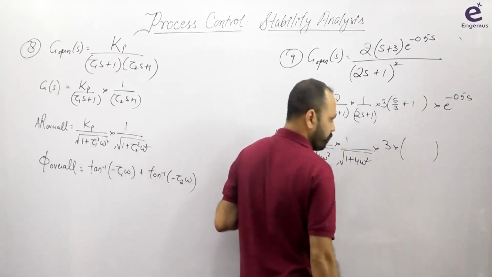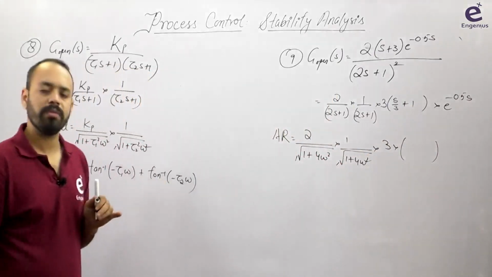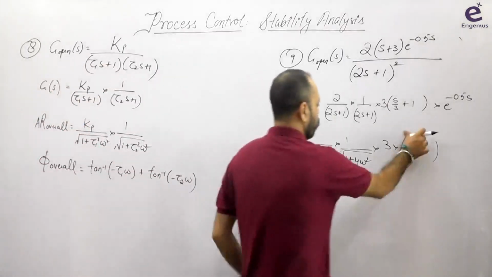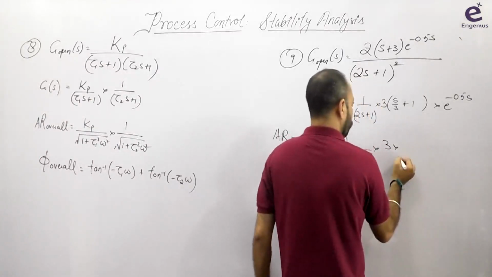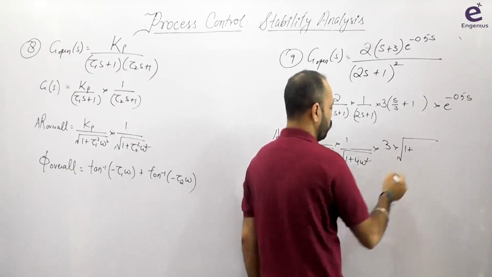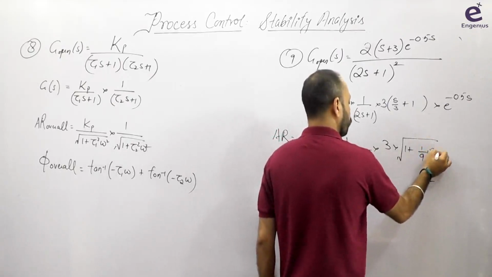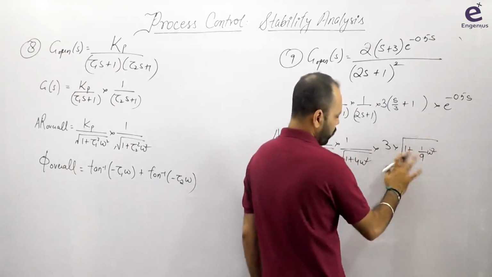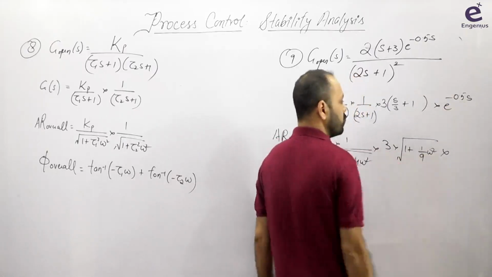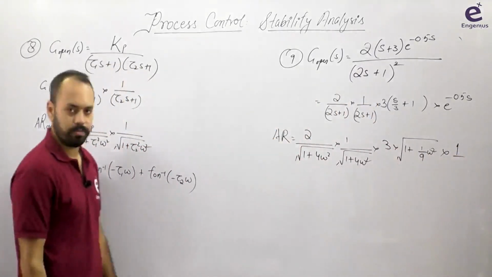Tau d s plus 1. What was the AR? 1 plus Kc into root of 1 plus tau d square omega square. I think I'm correct, na? Tau d square. What is tau d square? 1 by 9, 1 by 9 omega square. If I'm making any mistake, you can correct it in calculations. Not a big deal. And for this dead time system, what is the AR? 1. Done. This is the AR of the overall system.